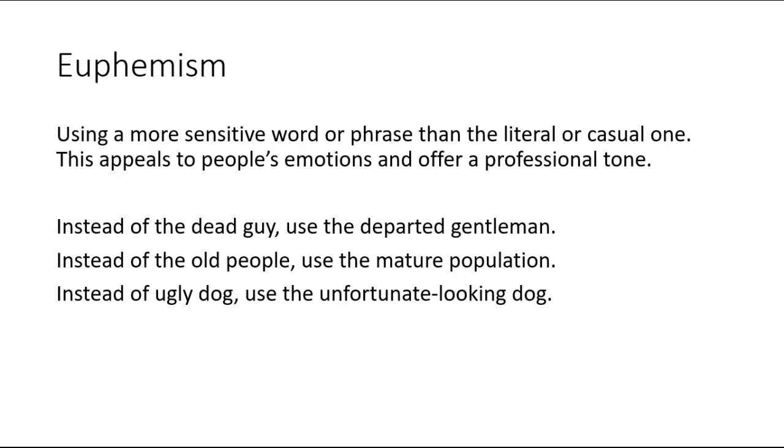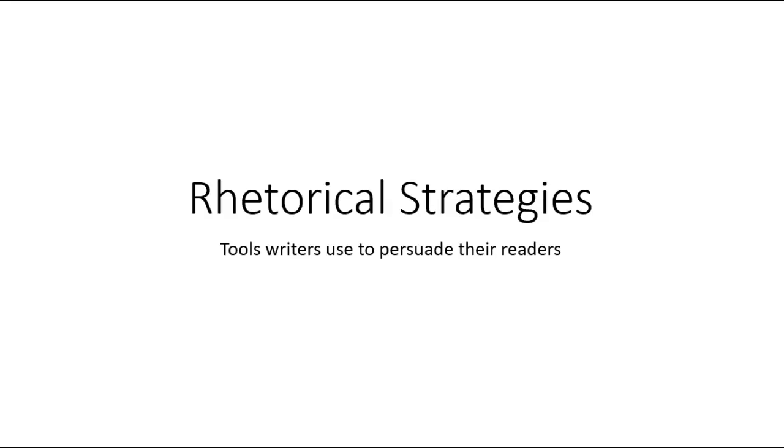And in our last example here, instead of ugly dog, which might be a person's opinion of a particular dog, instead you could say something like the unfortunate looking dog. It's a little bit nicer. So euphemism can really appeal to people's emotions because it's putting a more professional tone on words and phrases that you're using. So these are some rhetorical strategies you can use in your writing.